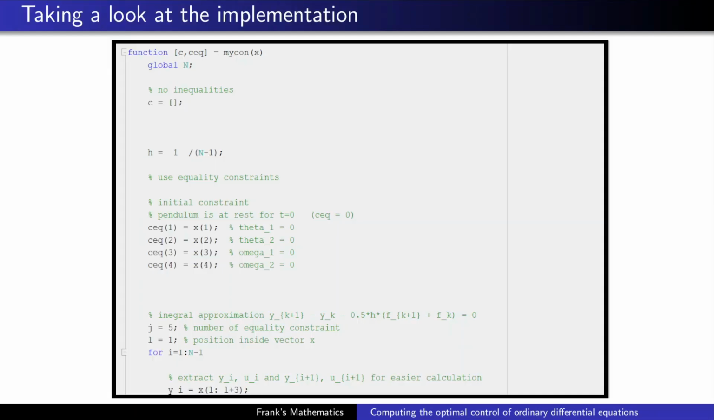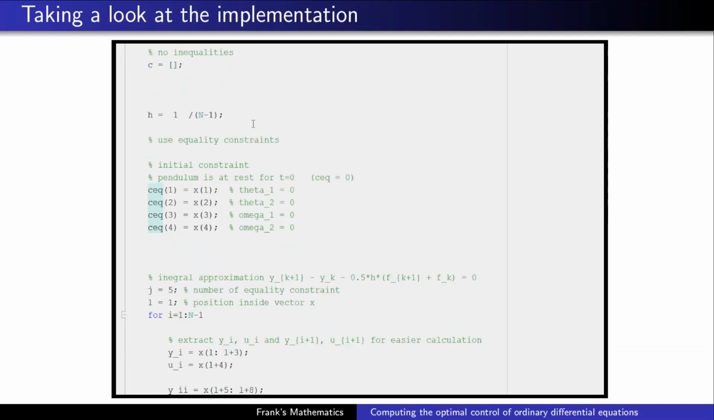Let's take a look at the implementation of the nonlinear equality constraints. They are gathered in a function called, of course, my constraints. This will return two vectors, c and ceq. c, if you remember the definition of fmincon, contained the nonlinear inequalities, but we do not have any nonlinear inequalities, so c is just the empty vector. But ceq contains our nonlinear equality constraints.